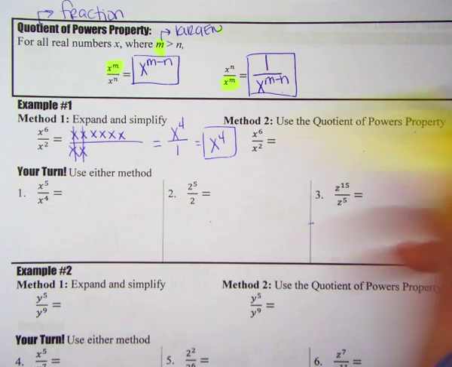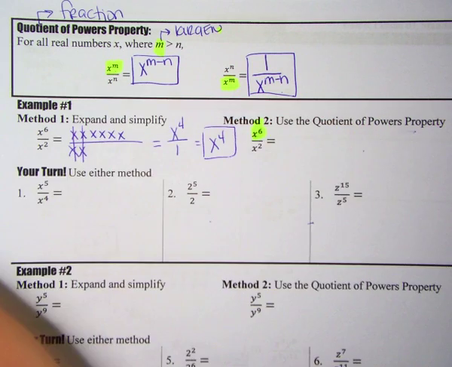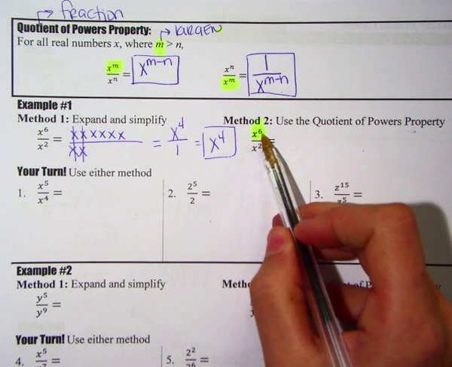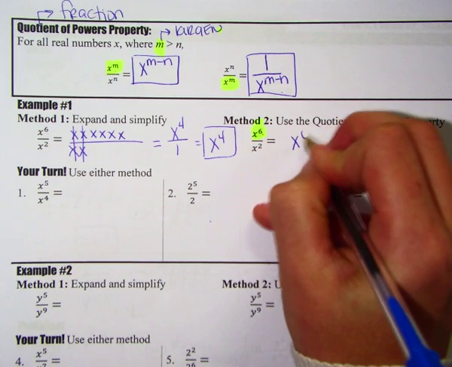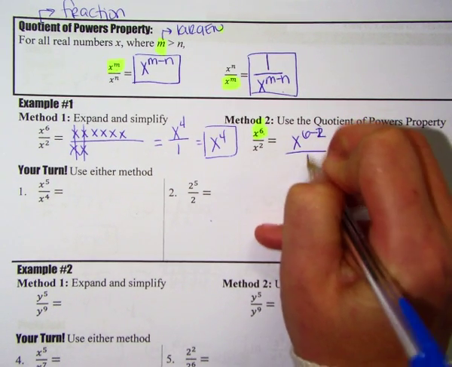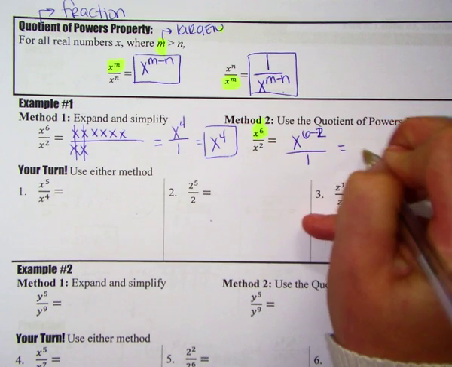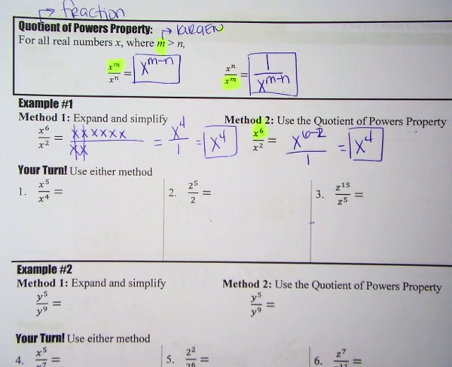If I want to use the quotient of powers property, I'm going to go ahead and identify where the larger exponent is, and it's in the numerator. So I'm going to go ahead and subtract the powers and leave it in the numerator. Okay.